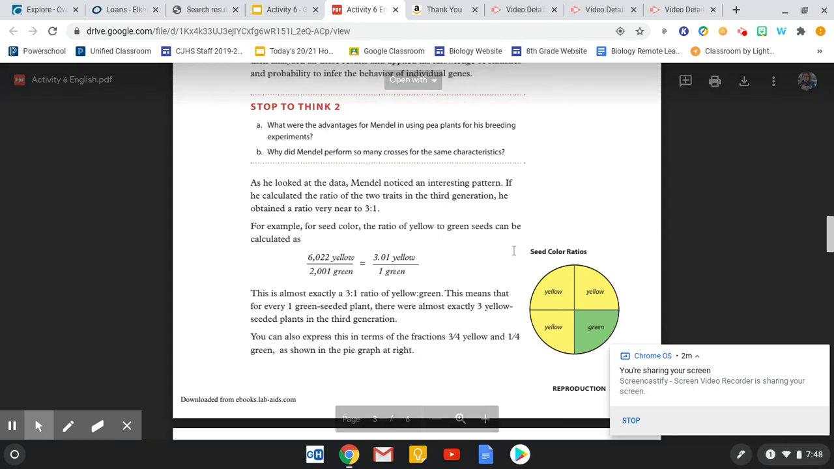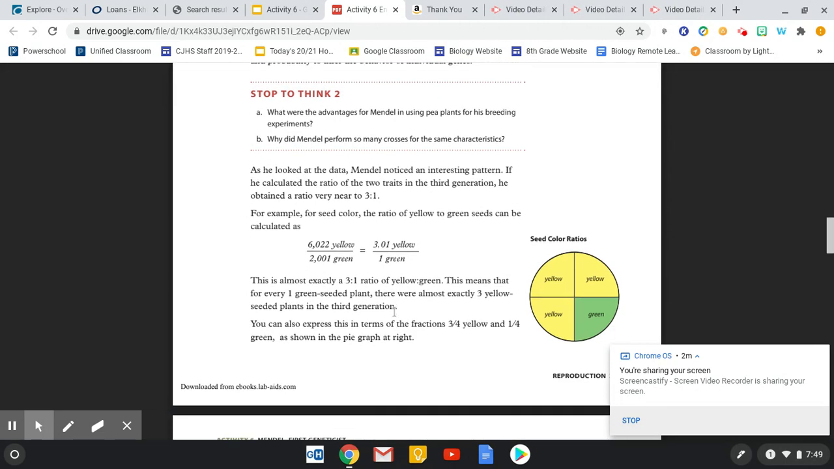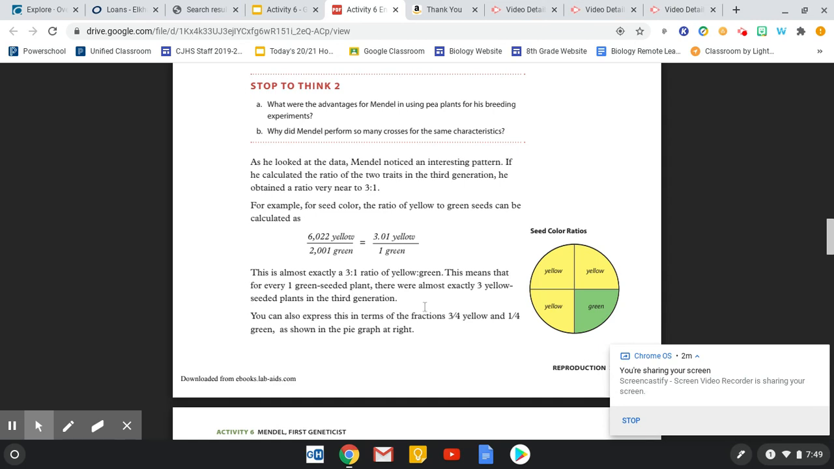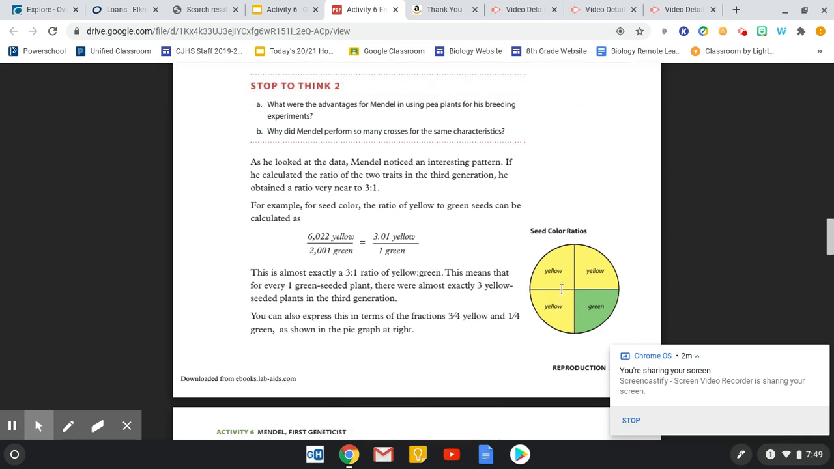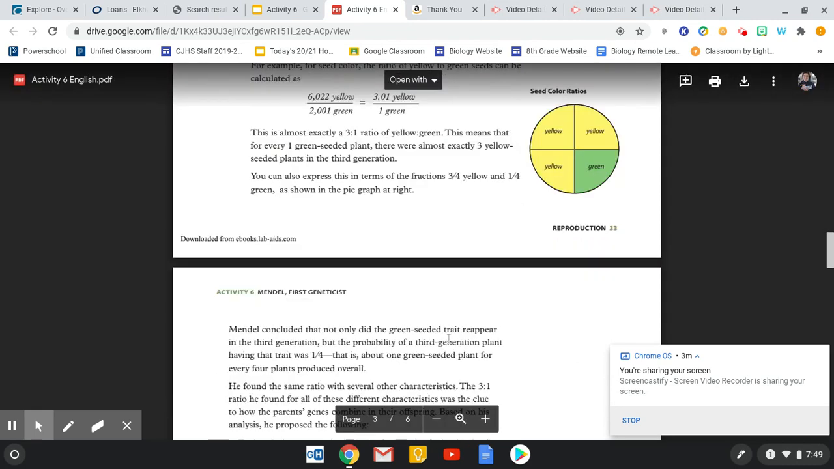Side note, science, it's more like real life. You're never going to get exacts, okay? There's always going to be random events, random mutation, random things that happen. So it might be slightly off. So you have to look at approximate going on. This means that for every 1 green-seeded plant, there were almost exactly 3 yellow-seeded plants in the third generation. You can also express this in terms of the fraction 3/4 and 1/4. Okay, so 3-1, 3 yellows to 1 green is the same as 3/4 to 1/4.